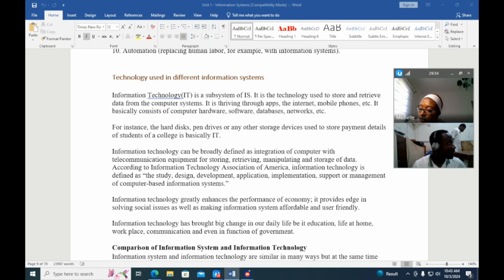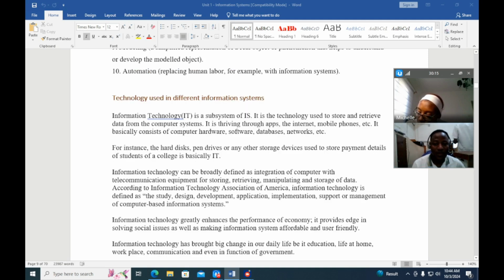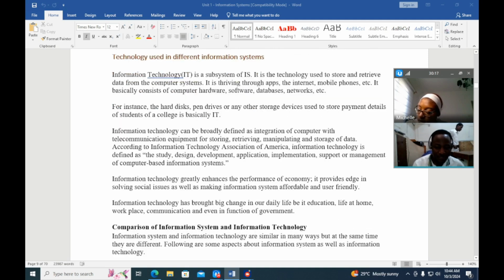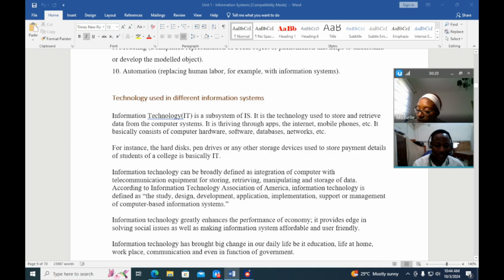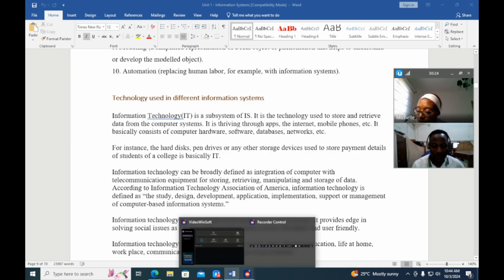Last but not least, we have automation, where information systems try to replace human labor.